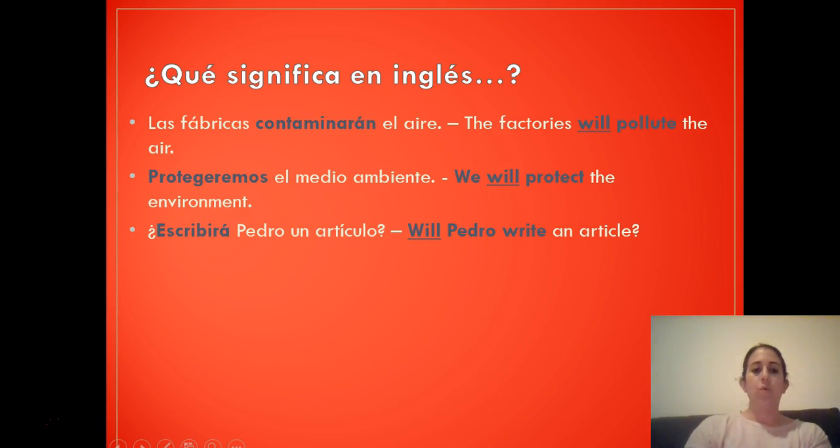So notice, what do all of these translations have in common? What does this mean in English? If you said the word will, you are correct, which means, again, that's indicating something that's going to take place in the future. So in Spanish, we don't have a specific word for will. That's just indicated in our conjugation in the future tense.